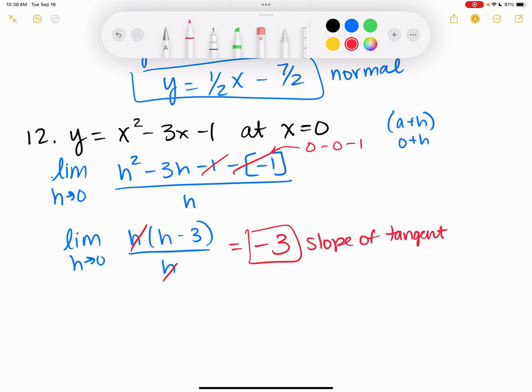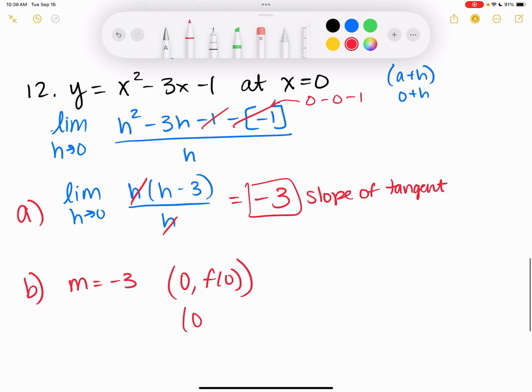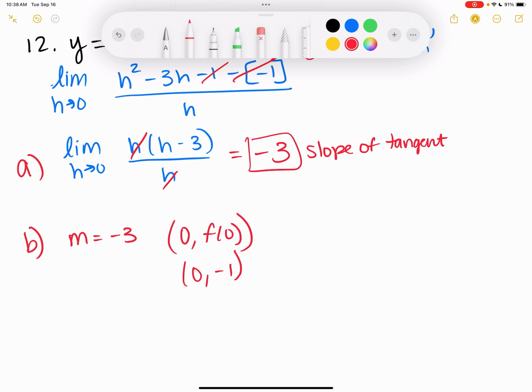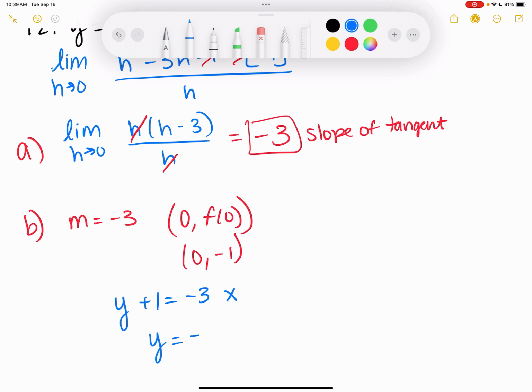Part B then is actually finding the tangent line. So we have a slope of -3, and we have a point that is at 0, and then f of 0. But f of 0 I already found up here. When I plug in 0 to this equation, it's just -1. So I could write this as 0, -1 instead. So my equation is y plus 1 is equal to -3 times x, well, it's just minus 0, so I'm just going to write negative 3x. And then subtract the 1, y equals negative 3x minus 1. So that's my tangent.